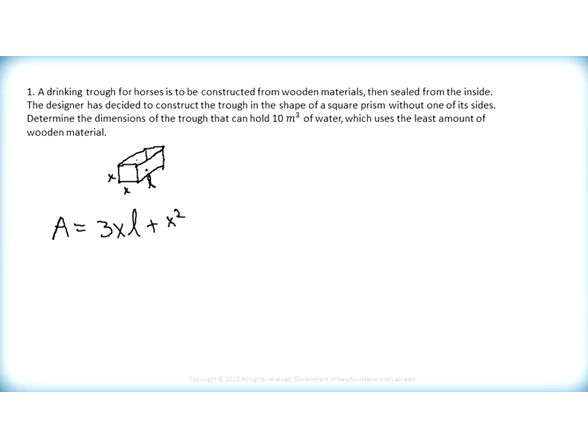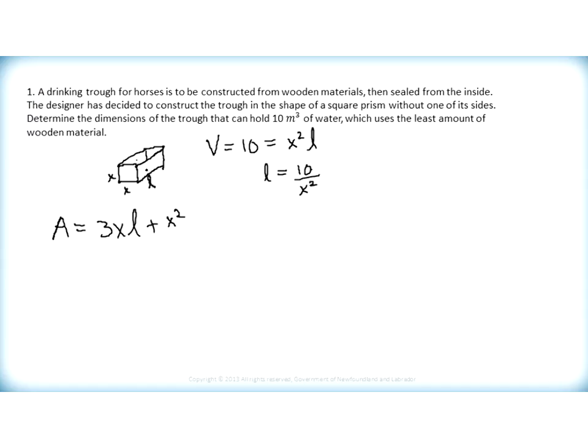So I need a secondary relationship to replace my length. So let's look at the volume, because that's the other thing we know about. The volume, which I know has to be 10 meters cubed for this guy, is going to be x times x times L. So probably easiest to replace L here. L is going to be 10 divided by x squared.